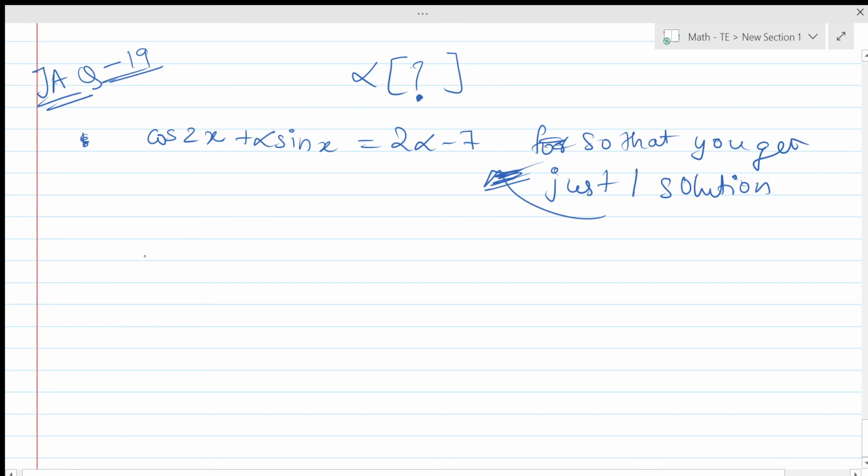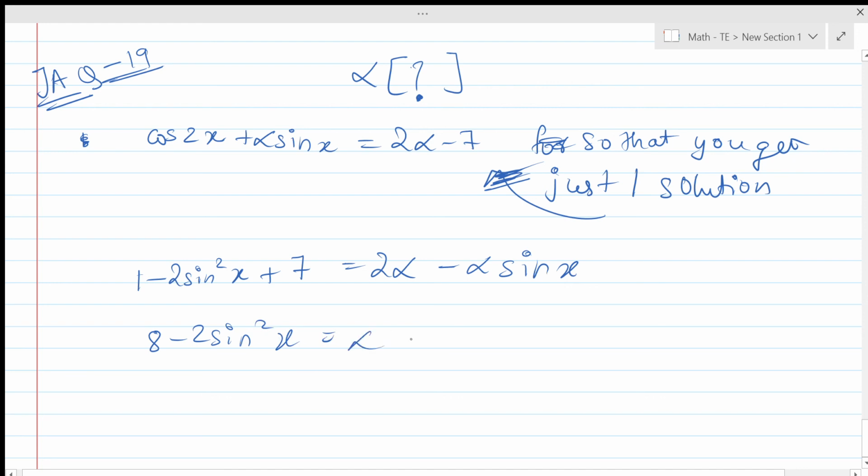So I can write cos 2x as 1 minus 2 sine square x, and bring that 7 here, plus 7 is equal to 2 alpha minus alpha sine x. Yeah, see, we have alpha together here. So 1 plus 7 is 8 minus 2 sine square x is equal to alpha times (2 minus sine x). There we go.